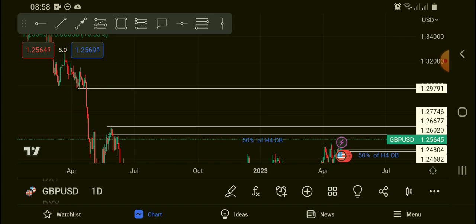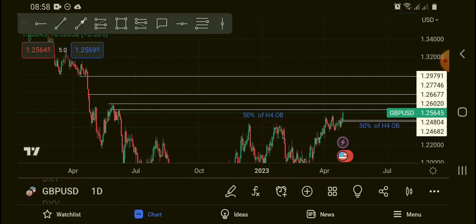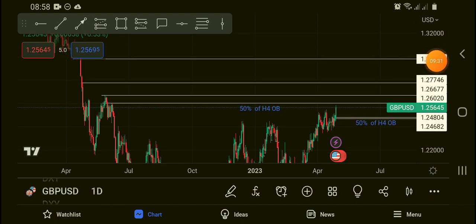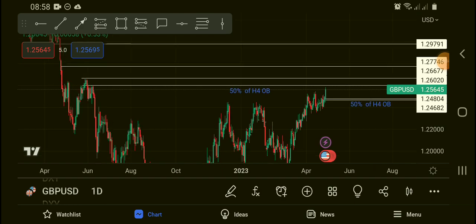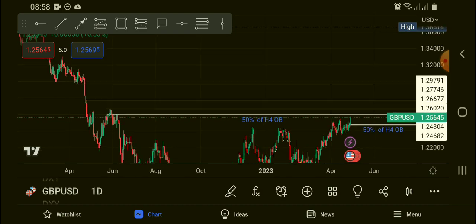Now, the probability of this happening next week, there's possibility that the whole of this move might not occur next week. But for the fact that next week we are going to be having NFP, there's a likelihood that price could likely get to this zone. But even if it does not get to this zone, we will be looking out for this zone.